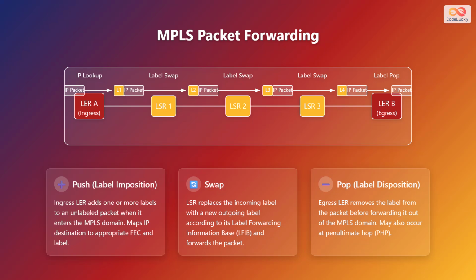As the IP packet travels across the MPLS network, the ingress LER performs an IP lookup and pushes a label. The label switch routers then perform label swaps to efficiently forward the packet. Finally, the egress LER performs a label pop to remove the MPLS label before forwarding the packet to its destination.